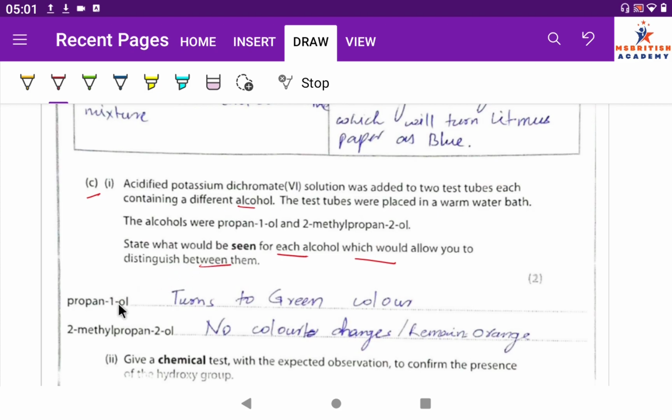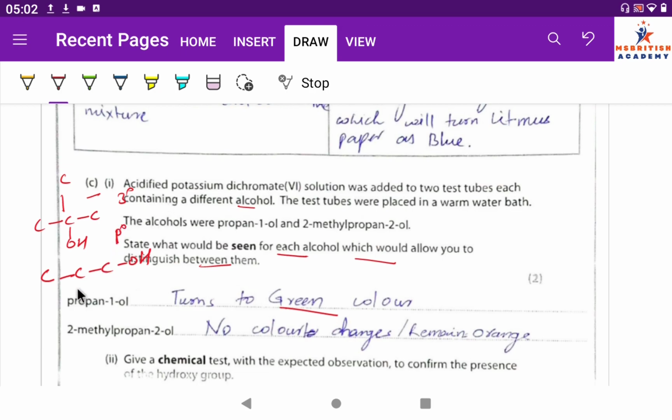So propan-1-ol, it's a primary alcohol and 2-methylpropan-2-ol, it's a tertiary alcohol. So when primary alcohol reacted with acidified potassium dichromate, the solution turns to green color.